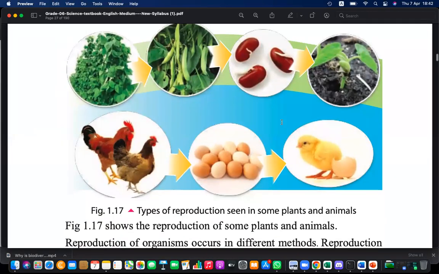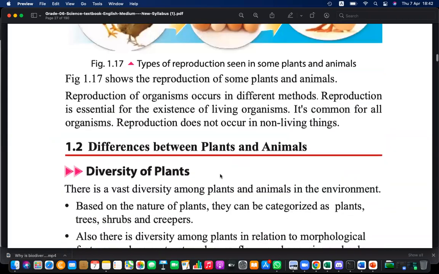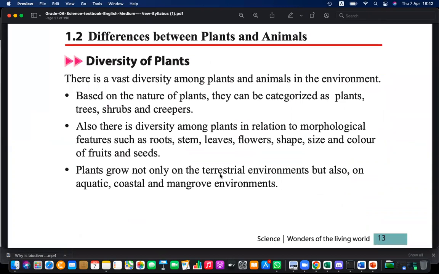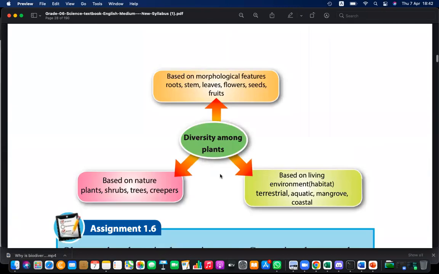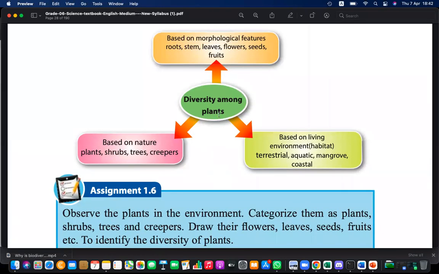Reproduction is also a feature of living things. Plants and animals both reproduce. Plants do it mostly by seeds, and animals do it by eggs and sperms. Then today we learn about the diversity of plants. Last week we divided plants into 3 categories based on the nature, the morphological or physical features of the root, stem, leaves, flowers, etc.